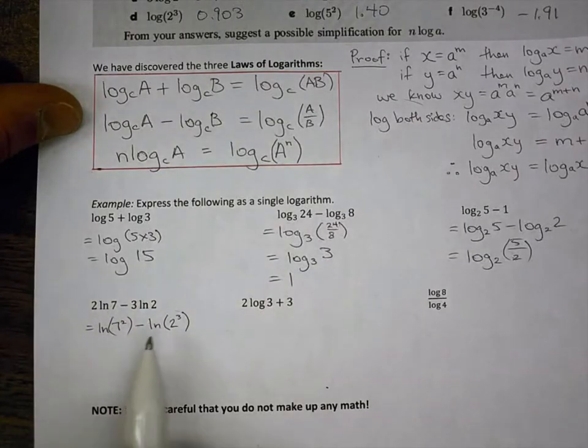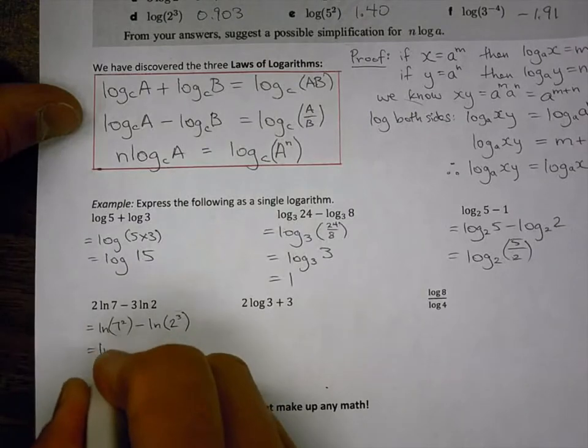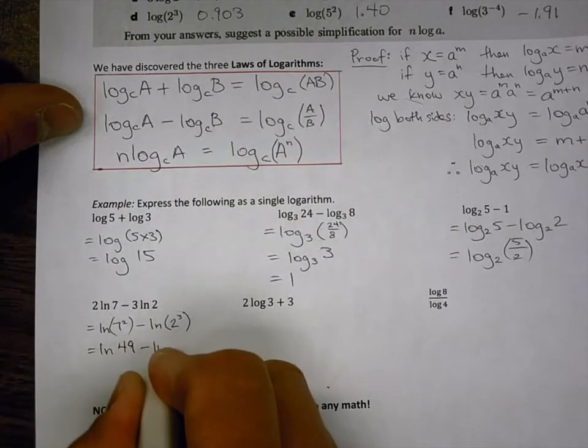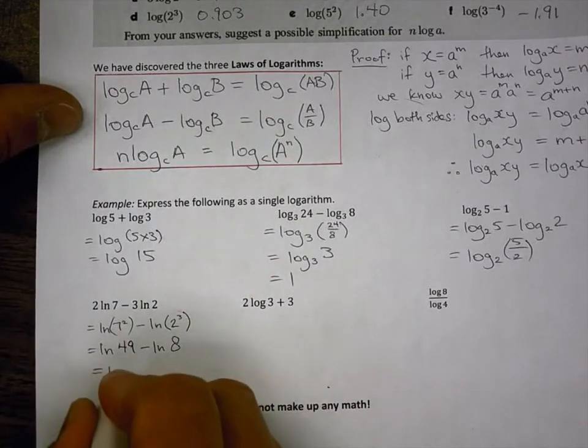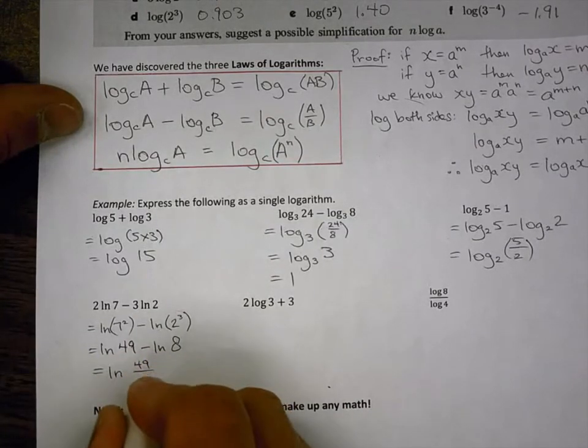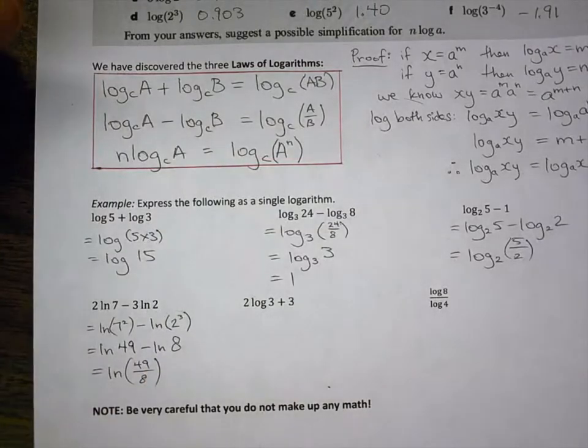Now that I have a subtraction, well, let me just clean this up. This is ln 49 minus ln 2 times 2, which is 8. And when I'm subtracting logs, now I can just divide these. There we go.